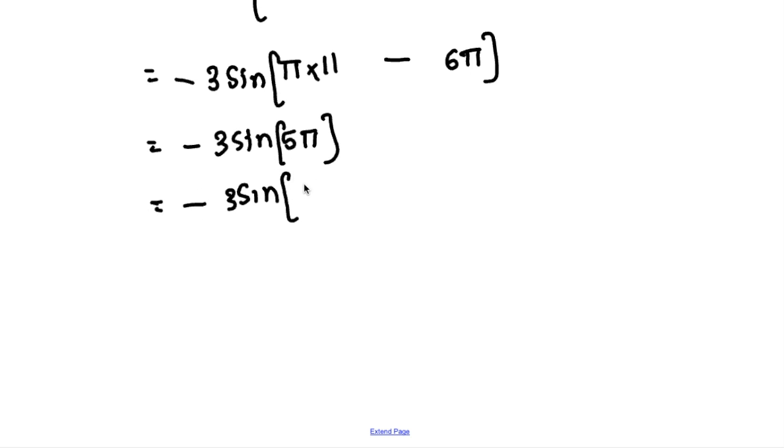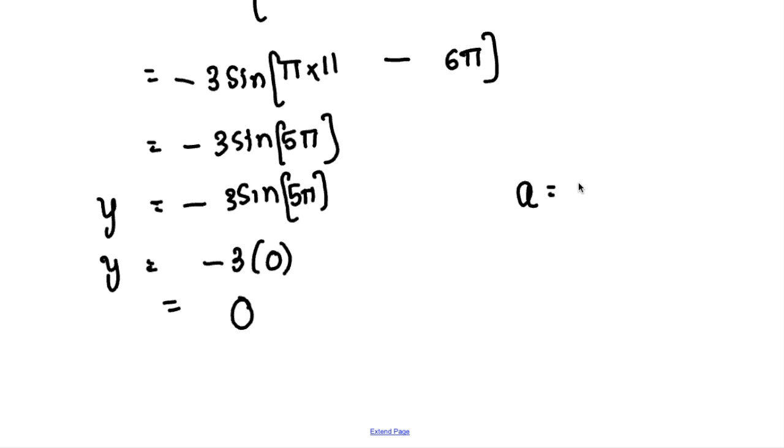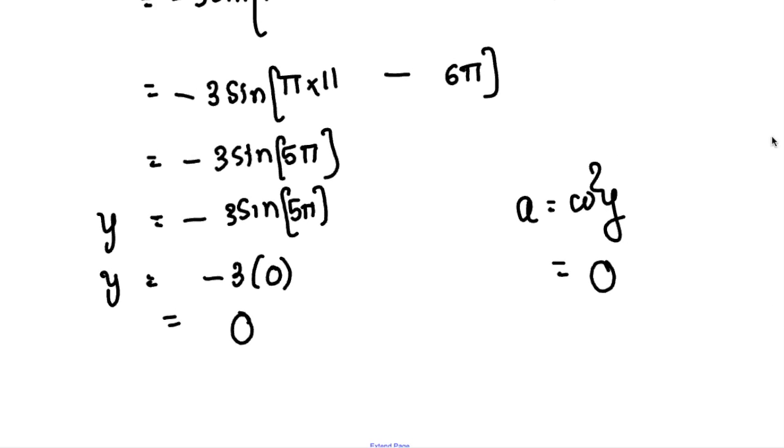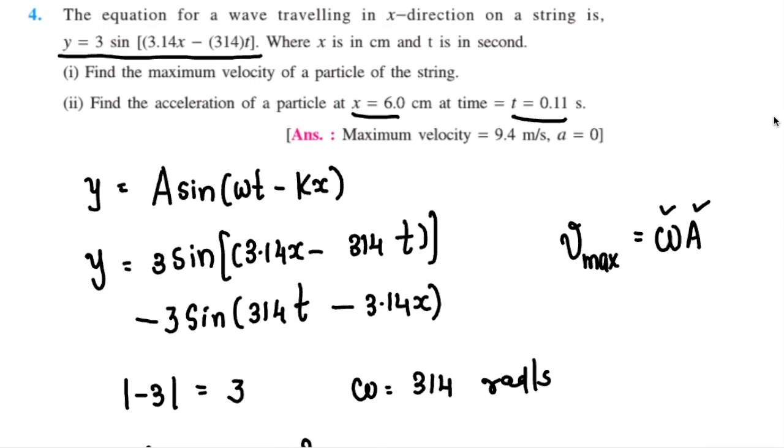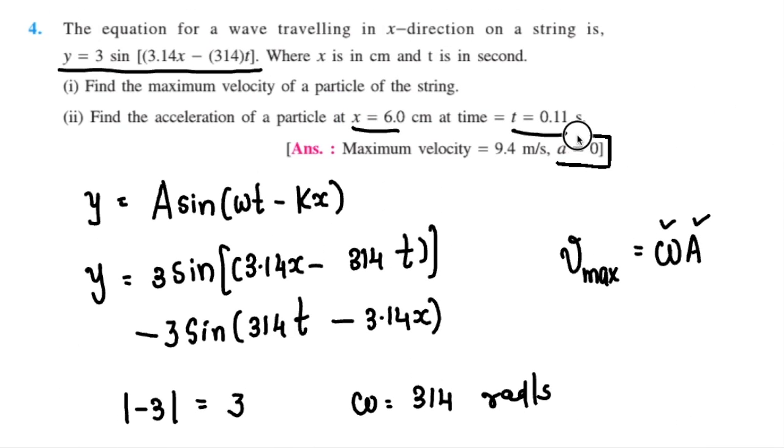And we know that sine of n pi, n is equal to 1 pi, 2 pi, 3 pi, 4 pi, 1000 pi, will always give you 0. So my y is equal to minus 3 into 0, that is nothing but 0, and acceleration is equal to omega square into y, and that will also be 0. So acceleration is 0 in your final answer. Next is fifth question.